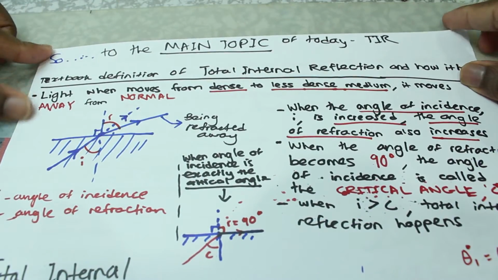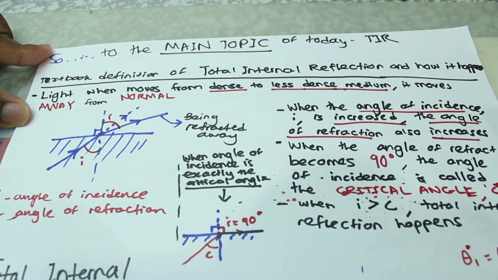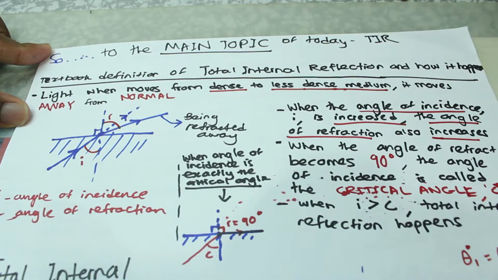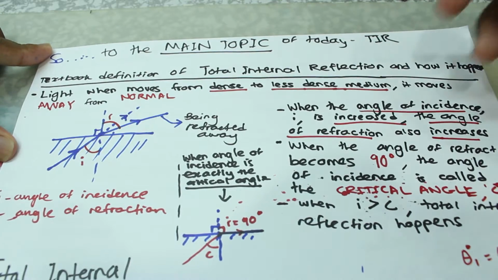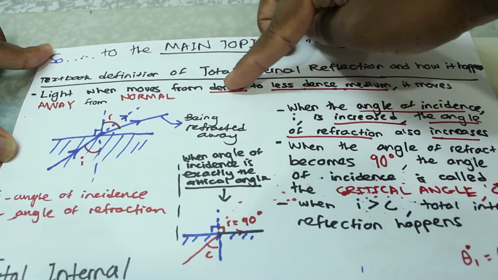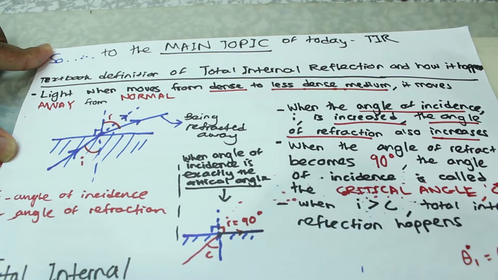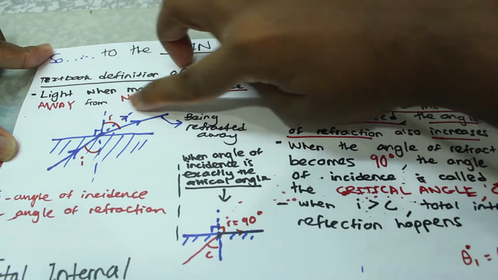Now off we go to the main part of today. What is the textbook definition for total internal reflection and how does it happen? Light, when it moves from a dense to a less dense medium, is very important. Dense to less dense medium is one of the conditions. It moves away from the normal.